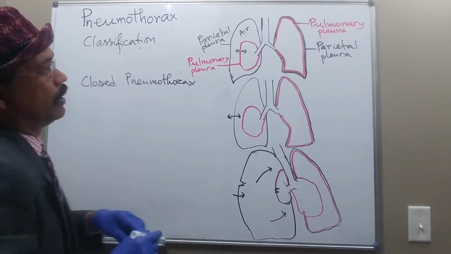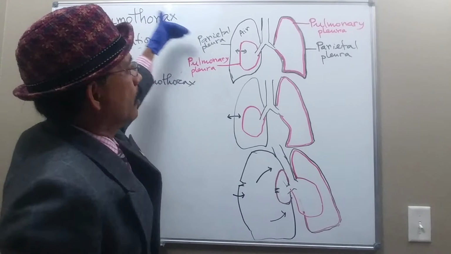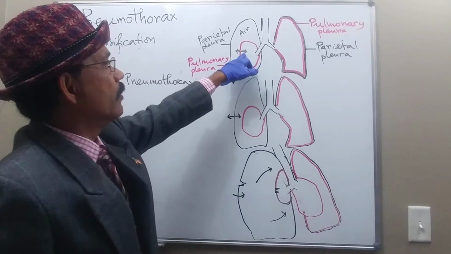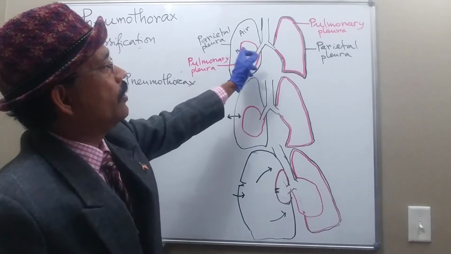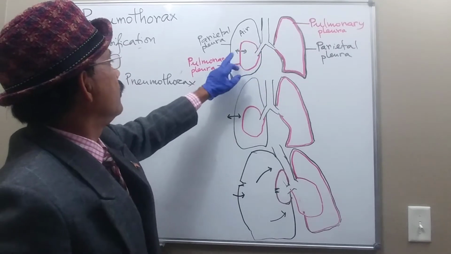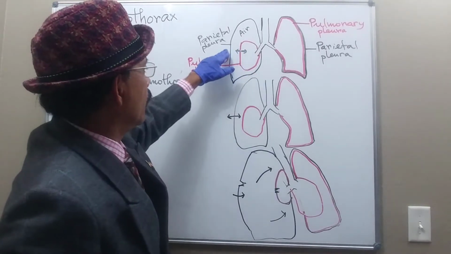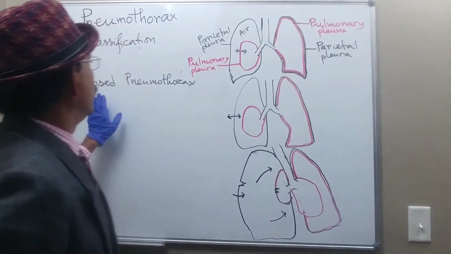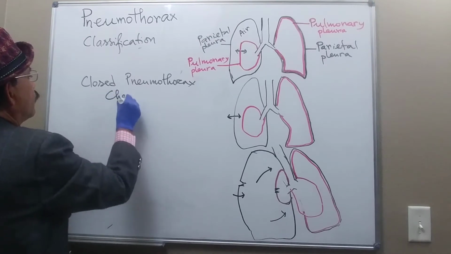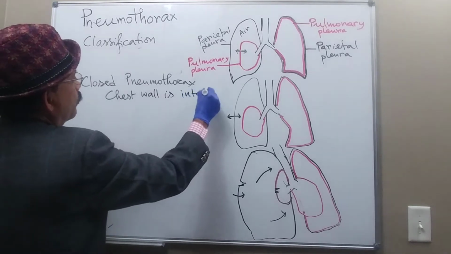In that condition, the chest wall is okay, no air is coming from outside the thoracic wall. Air is coming from the lung going to the interpleural space, again getting back to the lung tissue going to the bronchus, so that is the closed pneumothorax. It is going out, going in. Chest wall is not affected, the chest wall is intact, it is not penetrated.